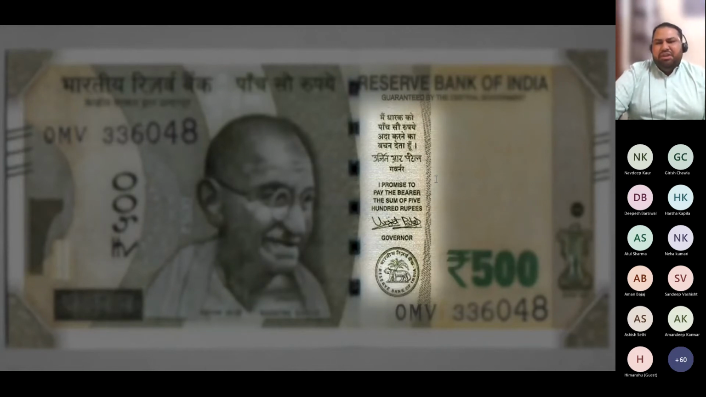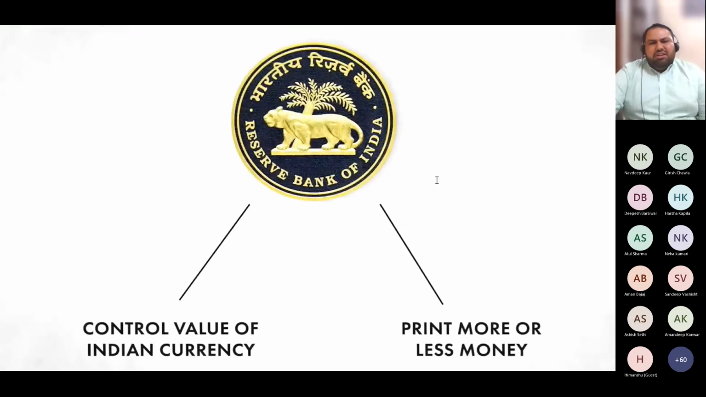Which means that RBI is basically a central authority controlling all the Indian rupee notes around the world. So RBI is the one who is responsible or who can change the value of its notes. RBI can increase the production of notes or decrease the production of notes.